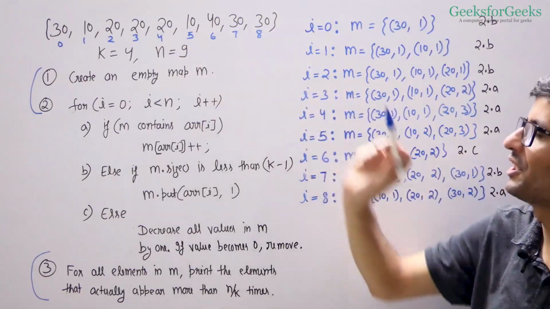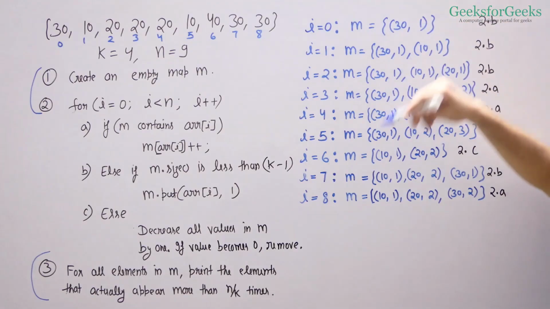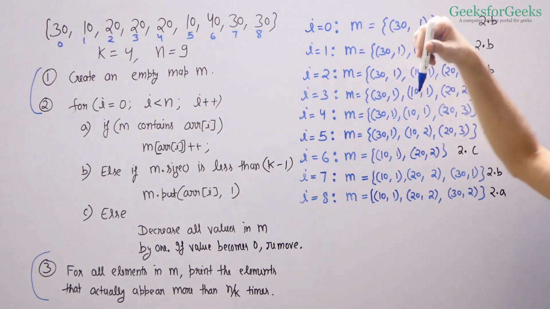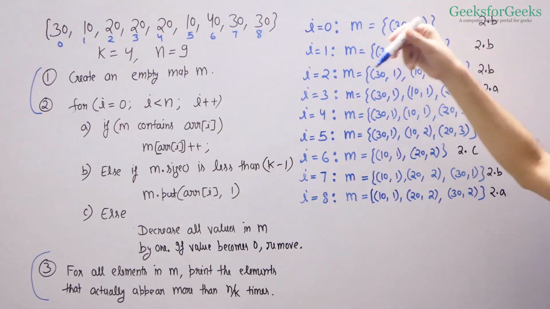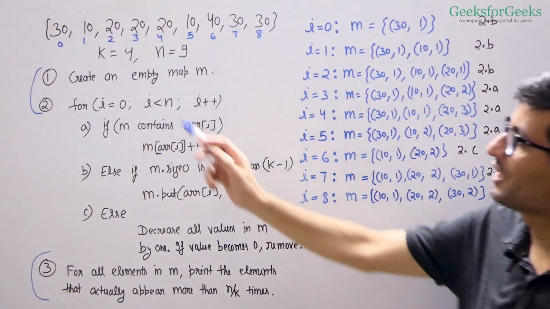Then we come to the next element. Next element is 10. So this is not there. So we are in case 2.b here. So we are going to insert 10. Then 20 again. It's not there, but map size has space. So we are going to insert 20. Again case 2.b.